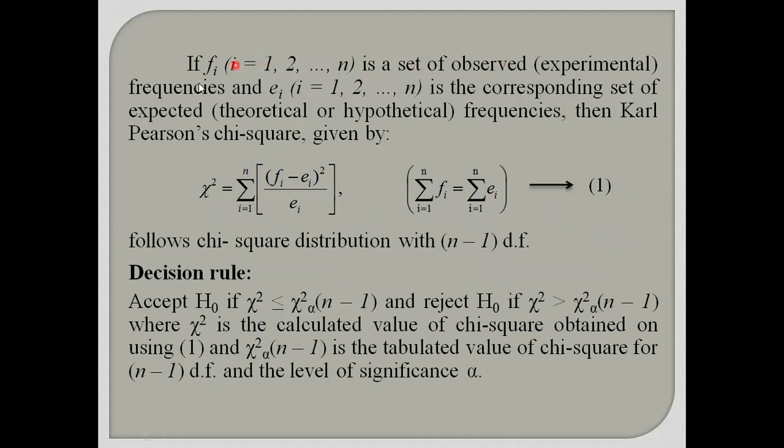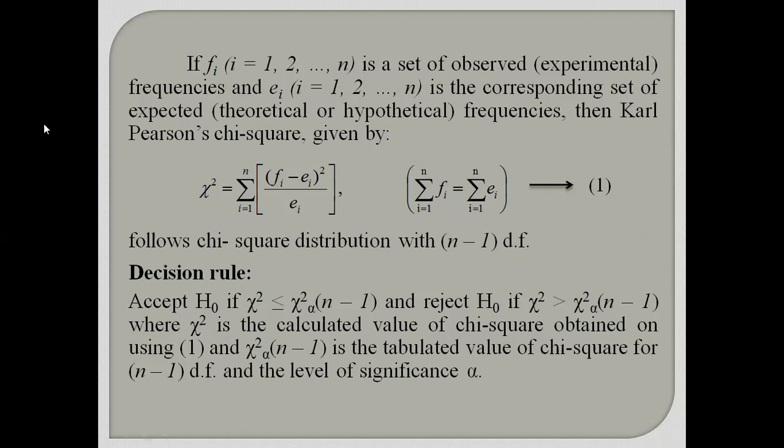For that, we are taking two sets of frequencies. One is Fi, that is the observed frequency, and another one is Ei, that is the expected frequency, the corresponding set of expected frequency. That expected frequency we can call theoretical or hypothetical. Then Karl Pearson's chi-square distribution is given by, chi-square is nothing but the square of the normal standard variate.